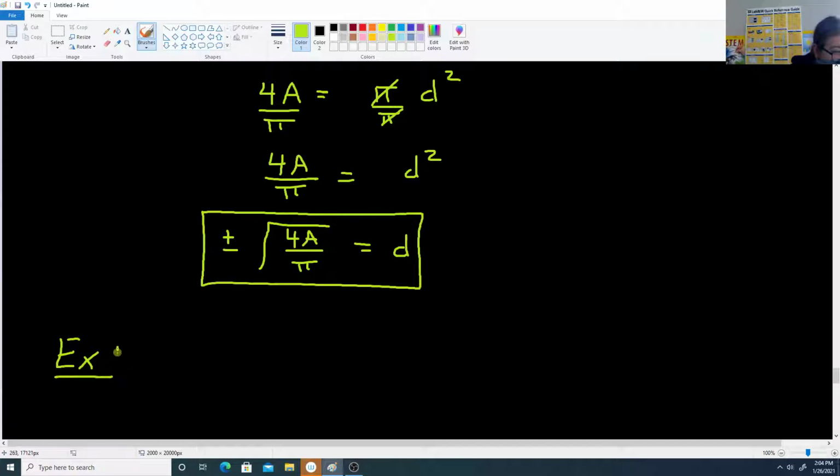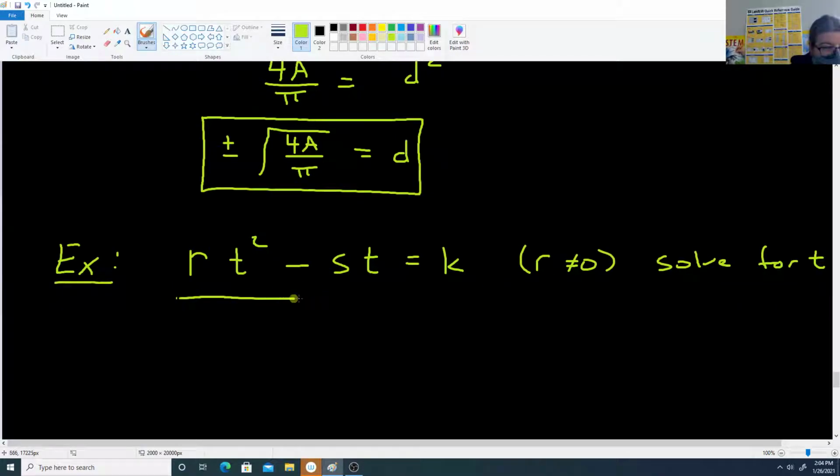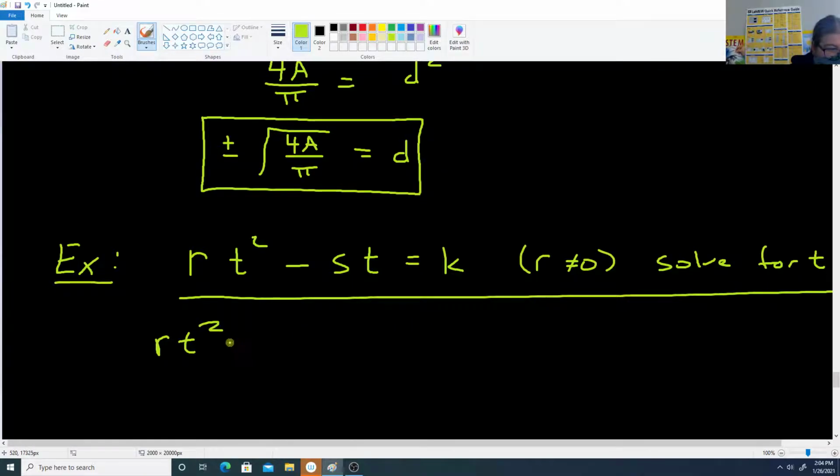So another example. Suppose we have R T squared minus S T equals K, and we're told R is not equal to 0. And we want to solve for T. So our goal is to get T by itself. But we kind of bump into a problem where there's multiple T terms. I'm going to subtract the K over, and I'm still not really able to get them by themselves.